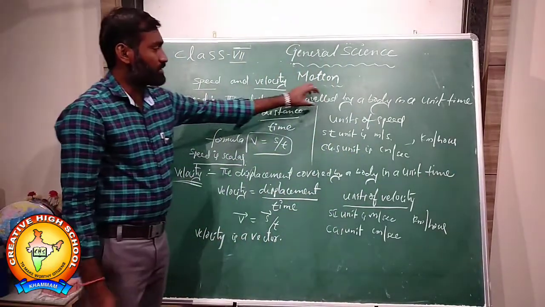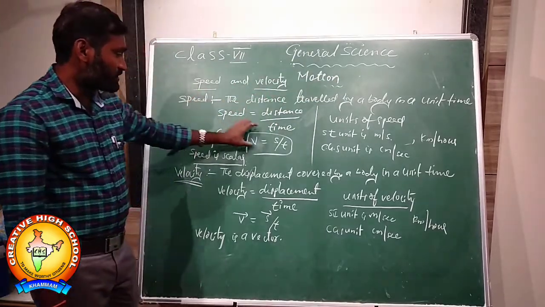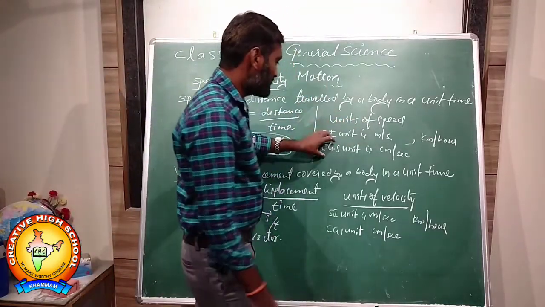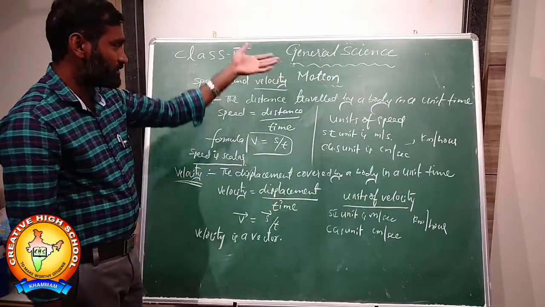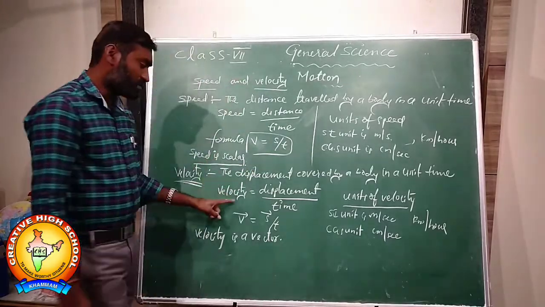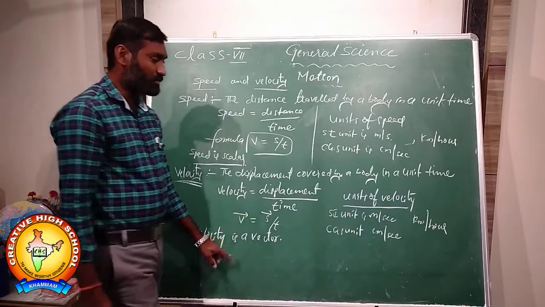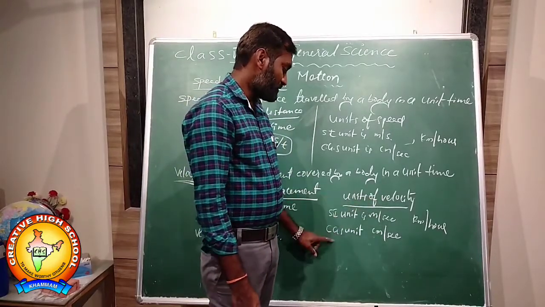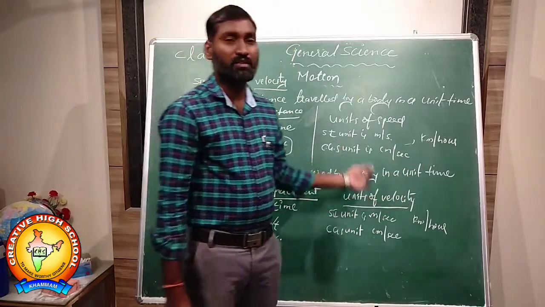The distance traveled by a body in unit time is called speed. Speed is distance by time. The formula is V is equal to S by T. It is a scalar. The SI unit is meter per second, the CGS unit is centimeter per second, and kilometer per hour is another, bigger unit of speed. The displacement covered by a body in unit time is called velocity. Velocity is equal to displacement by time, V bar is equal to S bar by T. Velocity is a vector quantity. Its SI unit is meter per second, CGS unit is centimeter per second, and also kilometer per hour. So this is about speed and velocity.